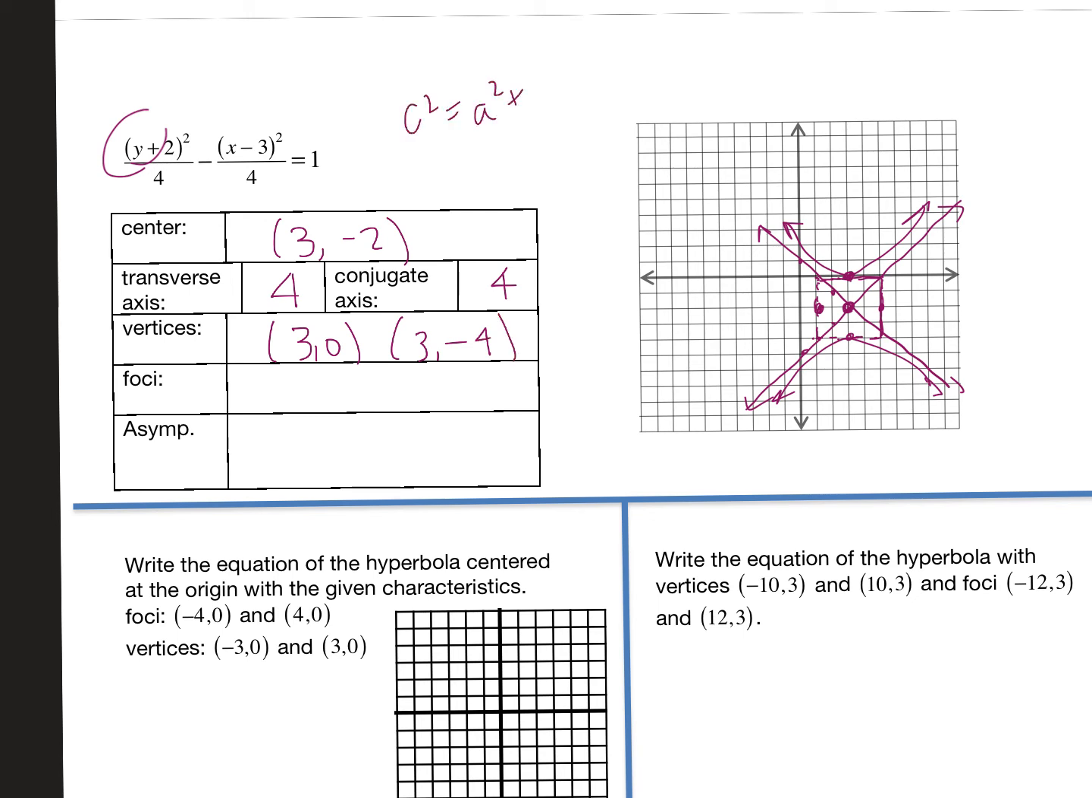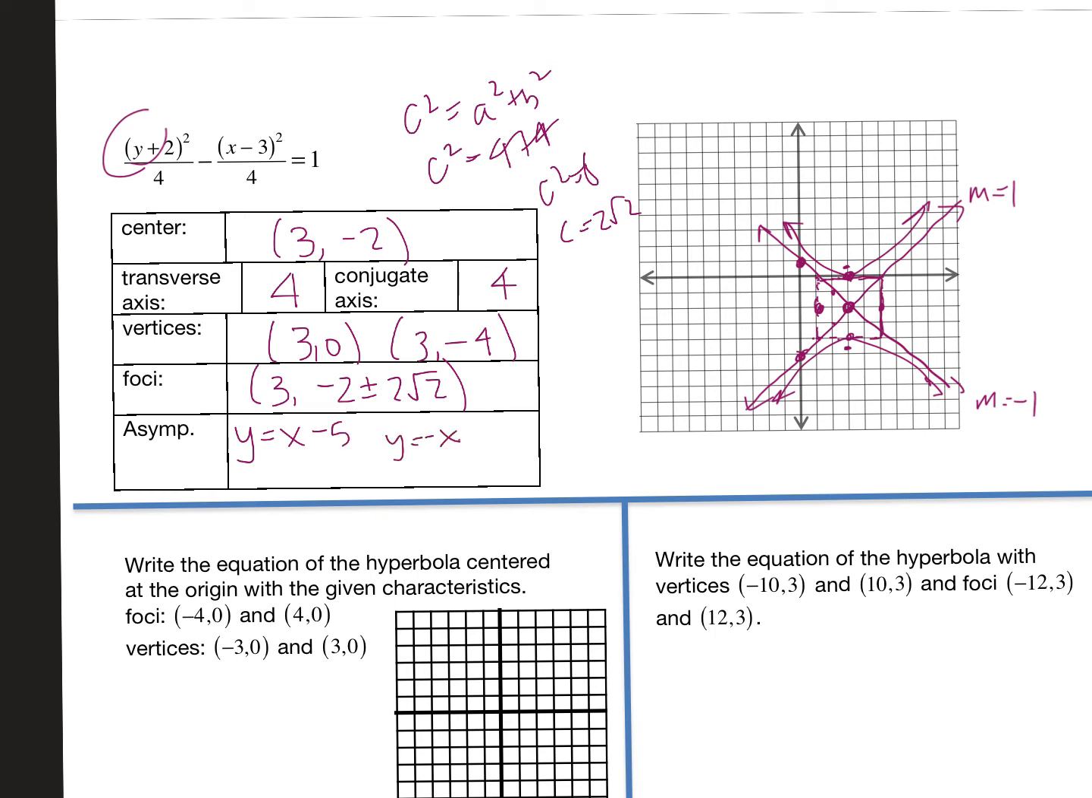c squared is going to equal a squared plus b squared. In this case, 4 plus 4. c squared equals 8. So c is 2 rad 2, which is just a touch more than 2. I drew them in there. Let me name those: -2 plus or minus 2 rad 2. And then the asymptotes: this one has a slope of 1 and the other one has a slope of -1. And you can see the y-intercepts. This one comes out really, really nice. So one of them is x minus 5 and the other one is -x plus 1.